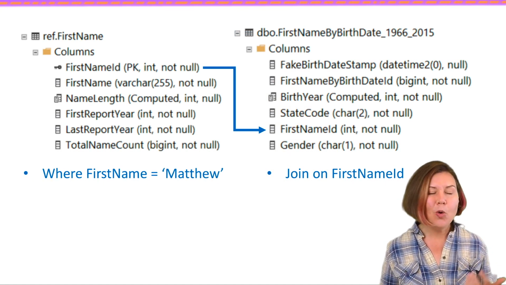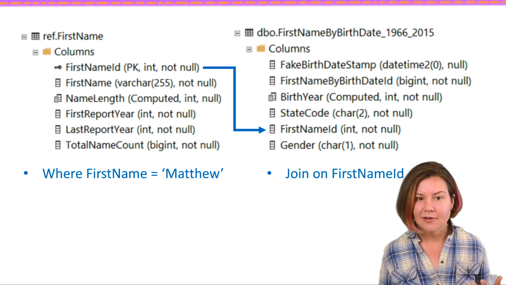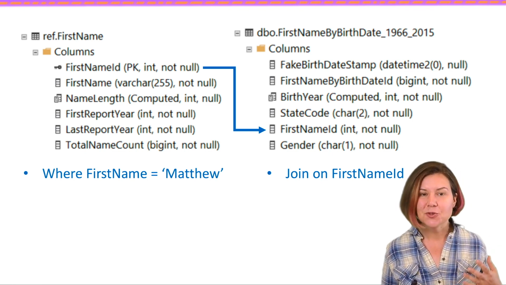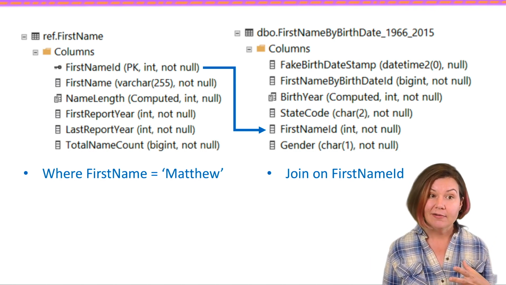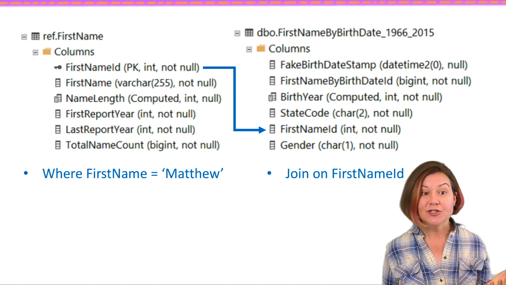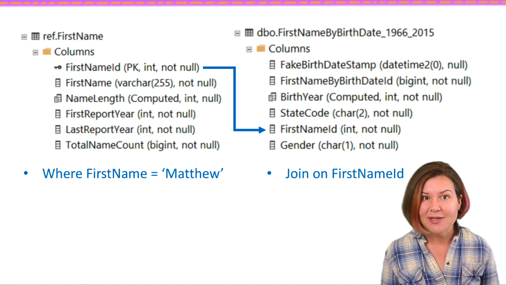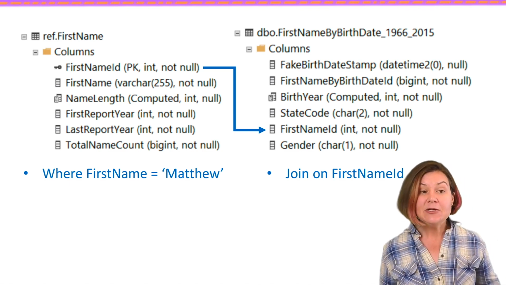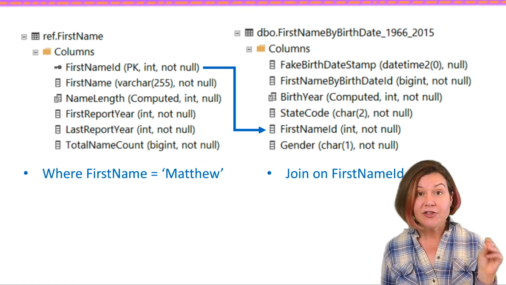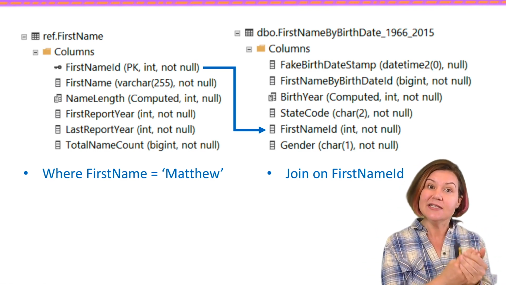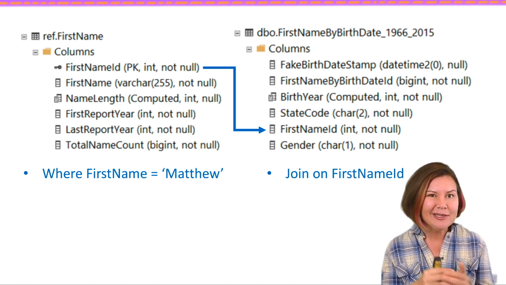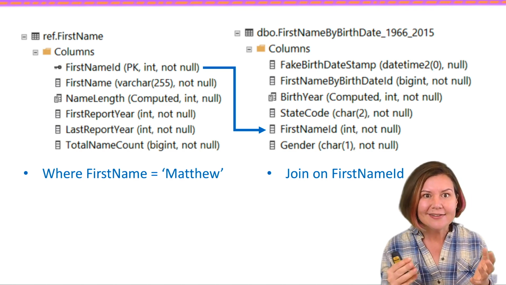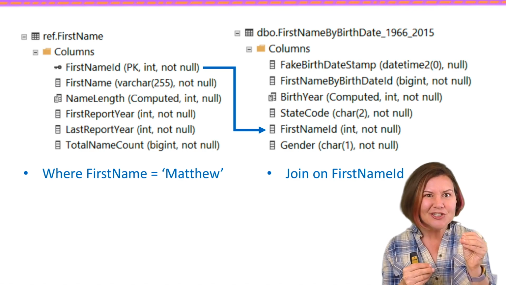thinking through how our query is written, both inside and outside of the stored procedure. When we're writing the query with this join, and on the little ref.firstName table, we're saying where first name equals Matthew, SQL Server does have statistics available to it on that table. But think about what that table is. It's a 0.003 gig table where each first name has one row.